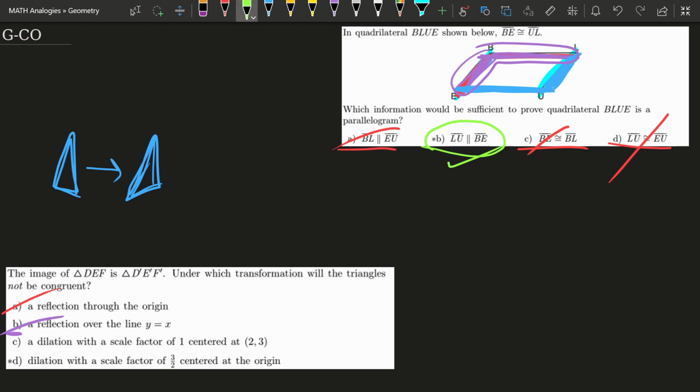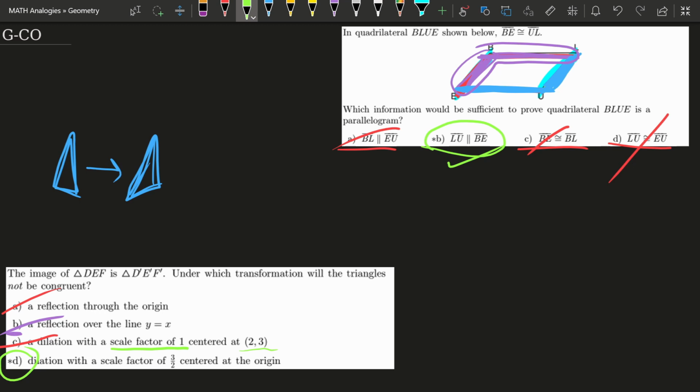Now, what does that mean to dilate with a factor of 1? Well, you're not becoming twice the size, or 1/2 the size, or 1/3 the size, or 3 times the size. You're staying the exact same 100% of the size. So that's not changing the size at all. And it has some center, which is okay. So C is actually fine.